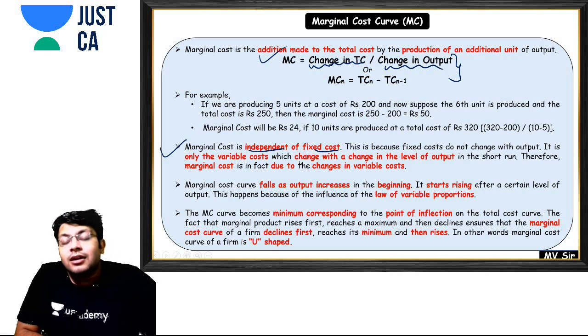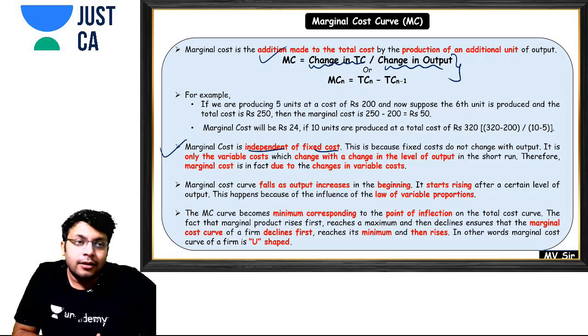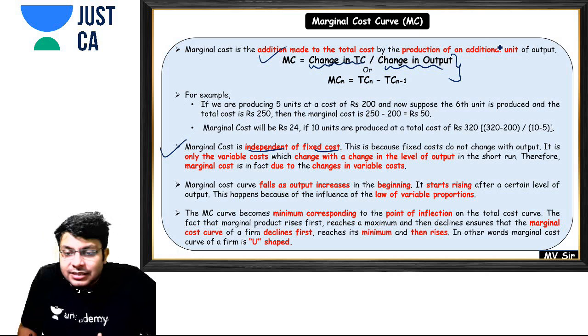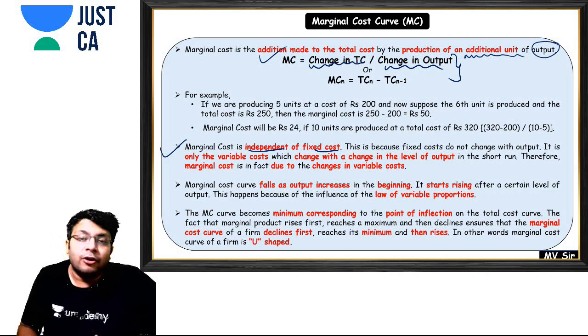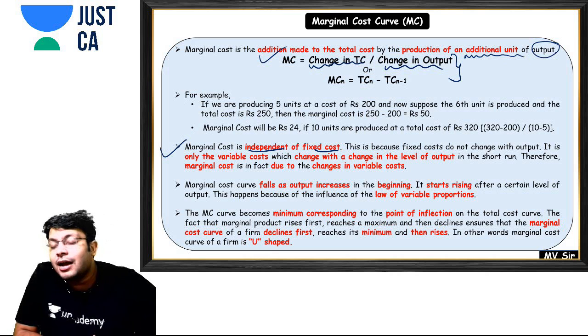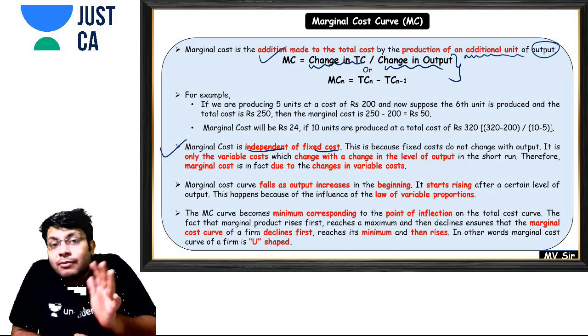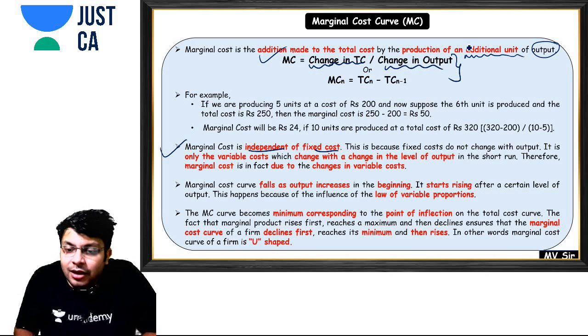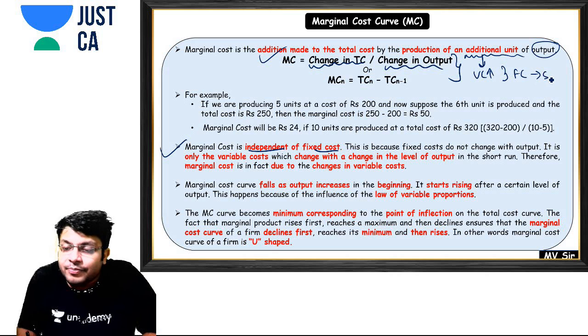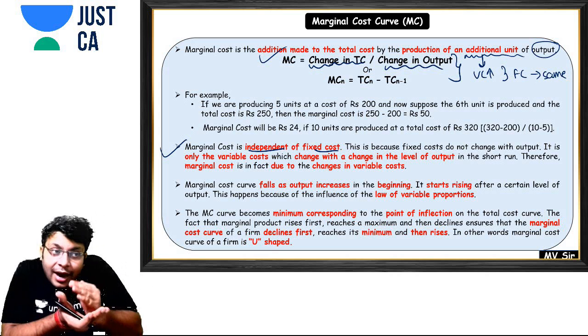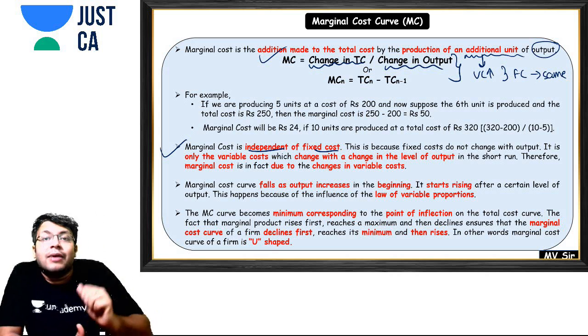Sir, why? Please understand. When I am increasing my output by an additional unit, what will happen? My variable cost will increase, but my fixed cost will remain the same. So by the additional unit, I am getting some marginal cost.